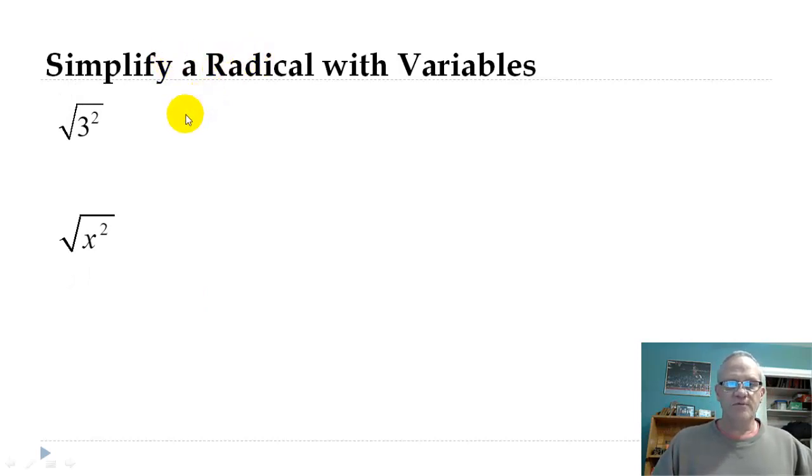Simplifying a radical with variables. Okay, this is what I'm going to look at here, but I want to give you an example with real numbers to show you how this works.